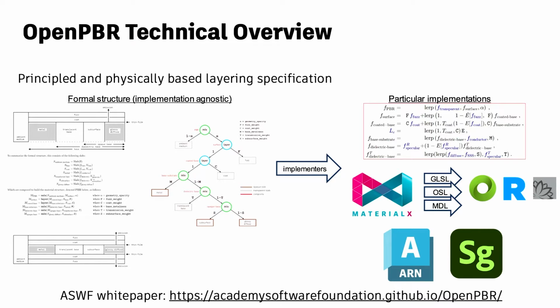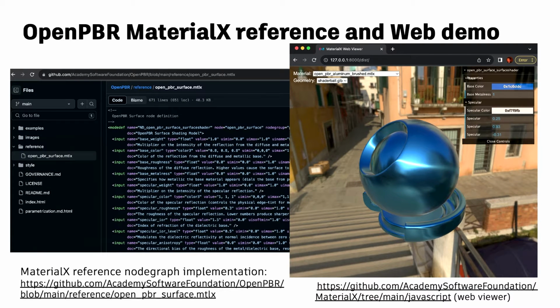As was mentioned earlier, there is a MaterialX reference. You can go right now to the link below. There's a node graph and node definitions there, and you can shader gen to targets. If you want to just go and use the MaterialX web viewer there, you can try it out live.